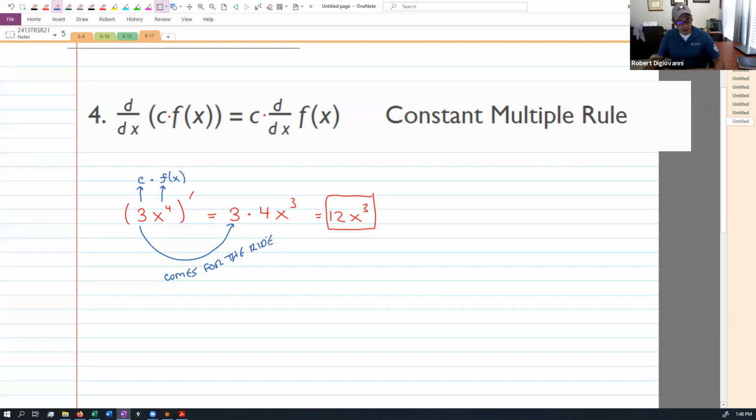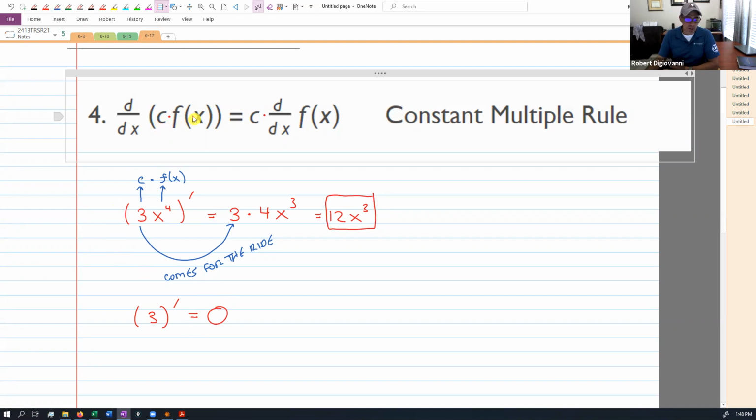Now, Naja, what if I asked you this? What's the derivative of 3? 0. 0, and that's because it's by itself. It's a constant alone. The constant multiple rule requires that the constant is attached to a function. If the constant is attached to a function, then it comes for the ride. If the constant's by itself, it goes to 0.